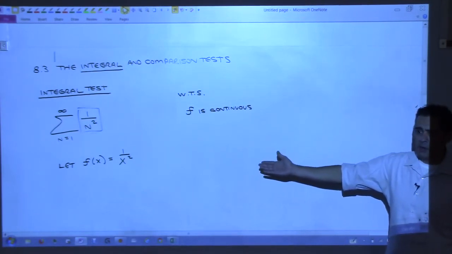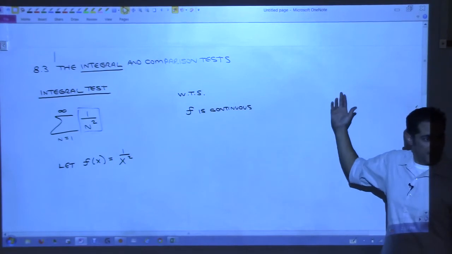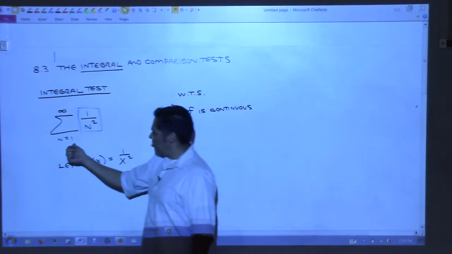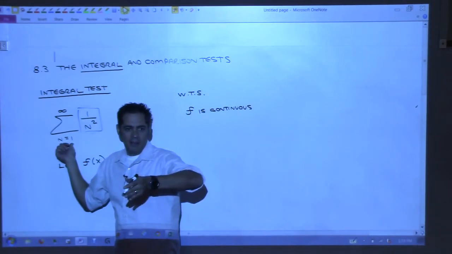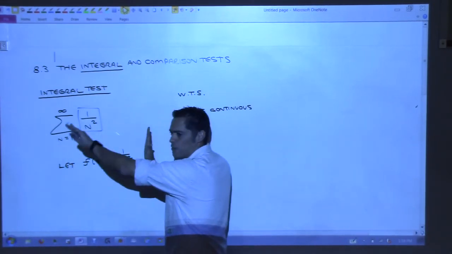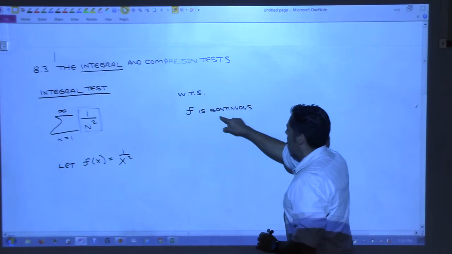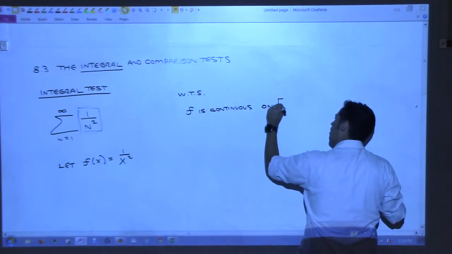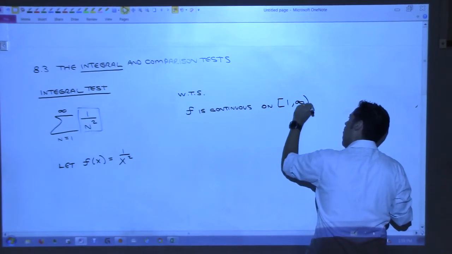And where am I going to be integrating from? 1 to infinity. Why are we going to be starting at 1? Because our series starts at 1, right? And so we don't need to look to the left of 1 at all. So I want to show f is continuous on the interval 1 to infinity, which it is.